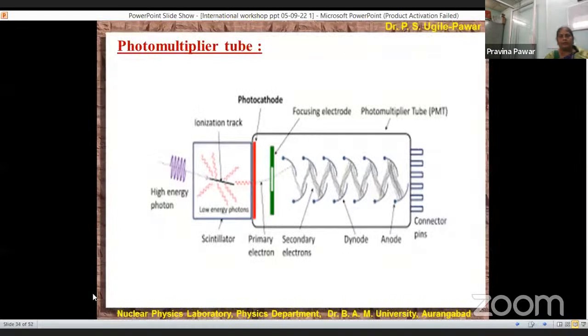This is the photomultiplier tube: high energy photons, ionization track, photocathode, focusing electrode, PMT, these are the dynodes, connector pins, scintillator, primary electrons, secondary electrons, dynode, anode.